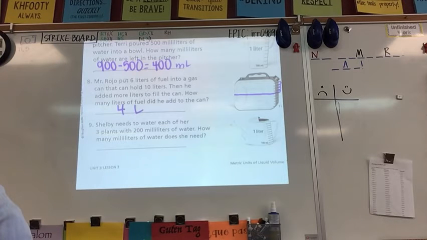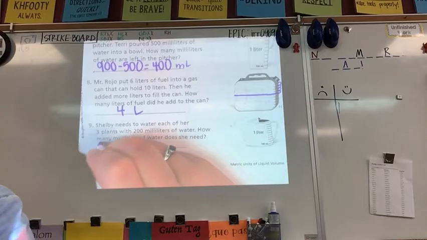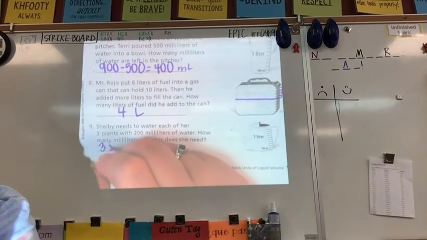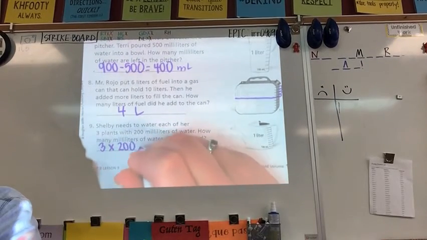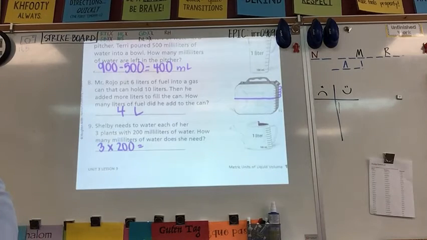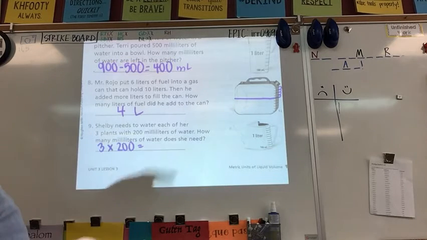Dax, you want to do the equation first? You can do the equation, absolutely. 3 times 200. Well, that makes sense because she's got 3 groups, 3 plants with 200 milliliters each. Ooh, 3 times 200. Do we know how to multiply numbers that end in 0? Go ahead, keep going, Dax.